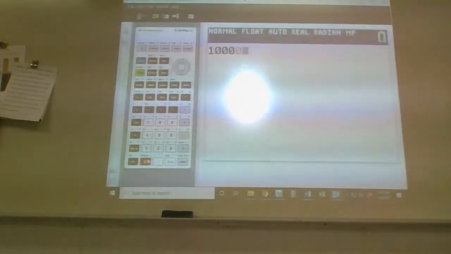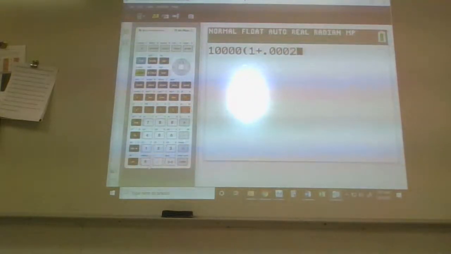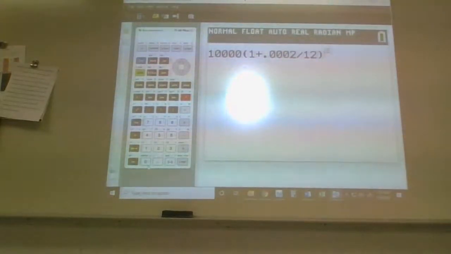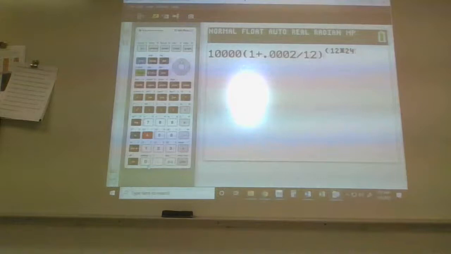10,000 times 1 plus 0.0002 divided by 12. Notice, literally, I just type it in like that with parentheses. That'll work. If you type it in like that with parentheses, your calculator will get this done correctly. Parentheses, 12 times, I didn't put the 12 in, 12 times 24. There we go.